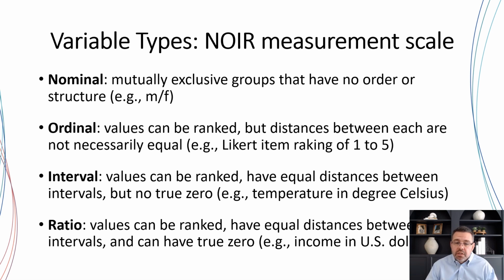Often we will recode these to, let's say, 0 and 1. So we may create a new variable, female, where female equals 1, not female equals 0. But again, that is still nominal information. Ordinal variables carry a little more information. These are variables whose values can be ranked, but the distances between each rank are not necessarily equal, right? This is kind of the defining characteristic of an ordinal variable. And really the classic example is a Likert item ranking.